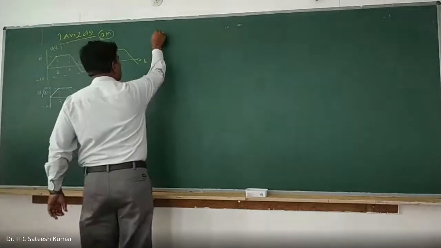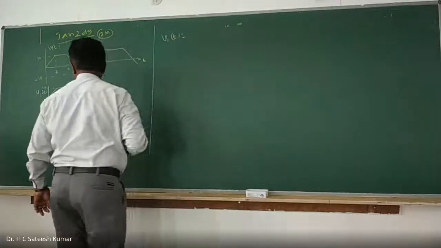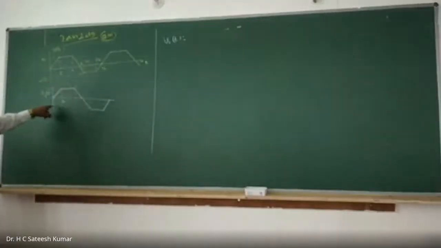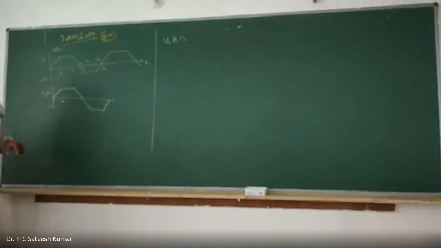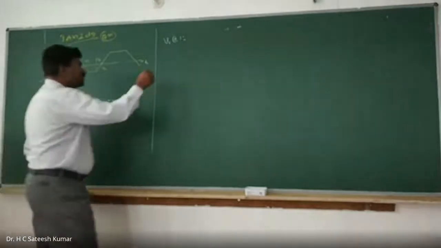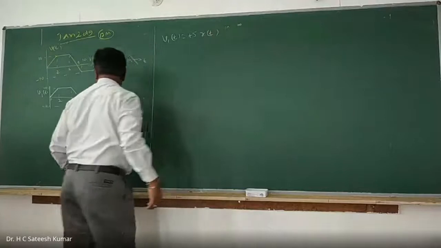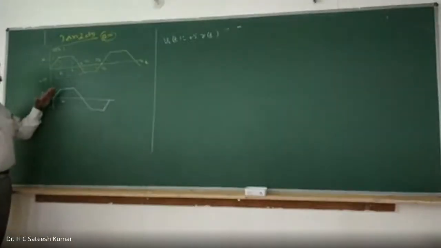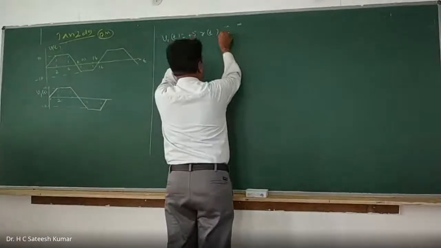v1 of t is equal to: now we have a ramp passing through the origin with a slope of y by x, 10 by 2, which is 5, increasing, so plus 5 into r of t. Now I am going with a ramp with a slope of 5, increasing. Now I have to make the slope 0. How will you make it 0? Slope 5 is there, so you make it minus 5.